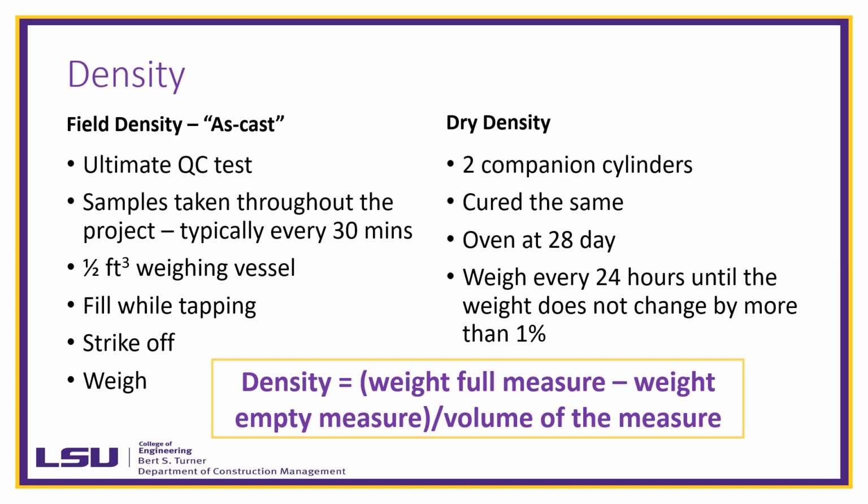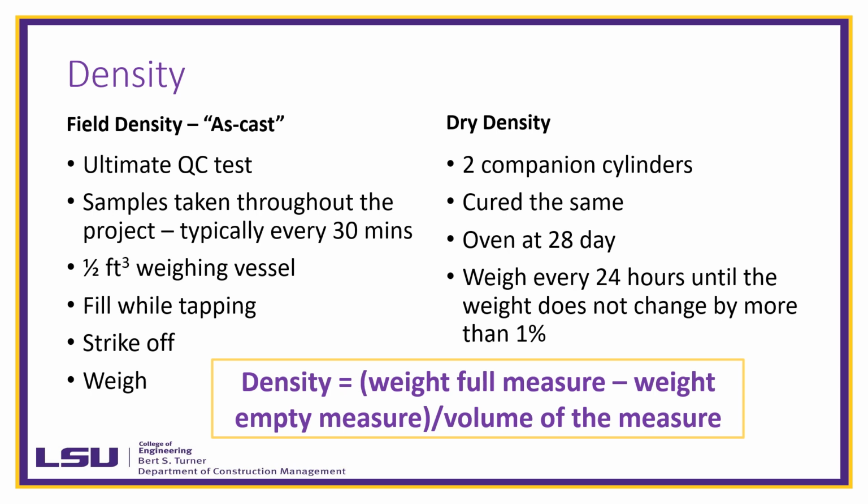So density, again, field density is also called as-cast. It's your ultimate QC test. This is the be-all and end-all. If your density is not in spec, then you're going to have problems. You take samples throughout the project, whatever the engineers call for. It's usually every 30 minutes. It's a half cubic foot measure, kind of like an air pot, but larger. You just fill it up, tapping it with a hammer and getting all of those air voids out. You strike it off and you weigh it. And at the bottom is the formula for your final density: the weight of your full measure minus your empty, divided by the volume of the measure.